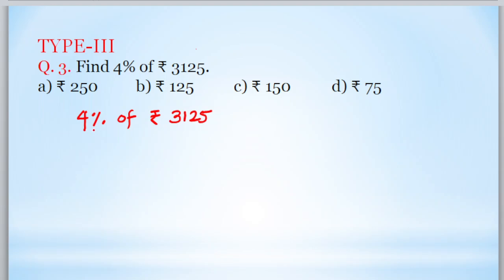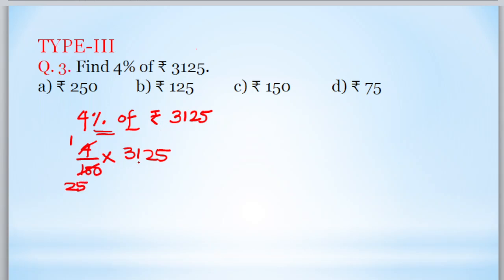Now to remove this percentage symbol, we have to divide that number by 100. Here it is 4, that means 4 by 100. Of means multiplication. Then 3125. Now here, when 4 is cancelled by 4, it becomes 1, and when 100 is cancelled by 4, it becomes 25.